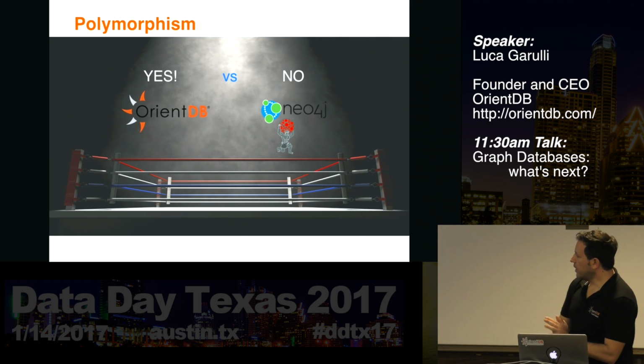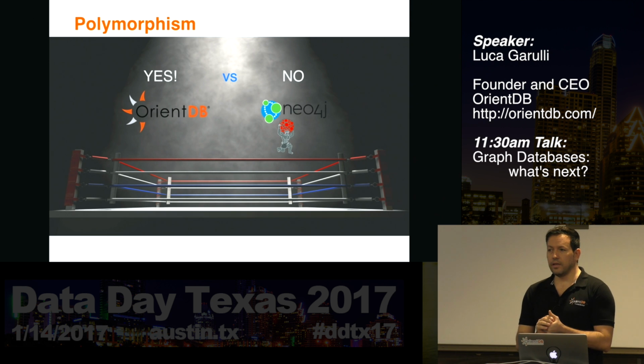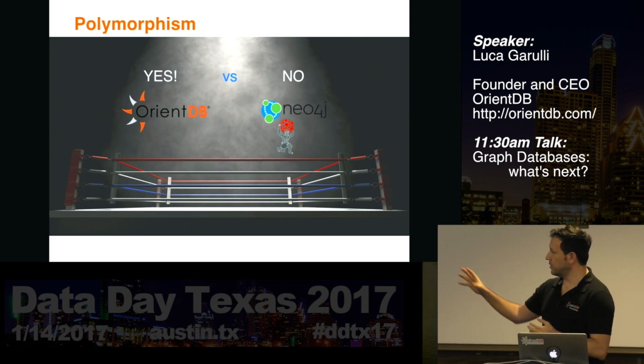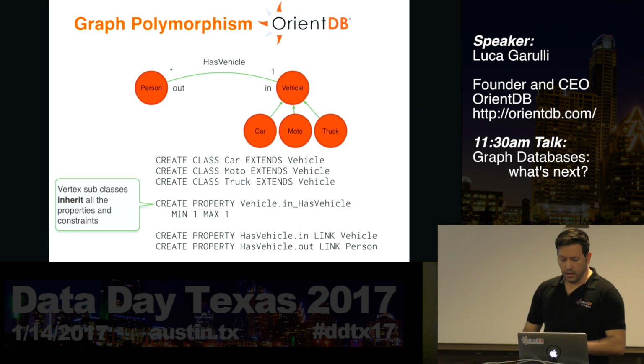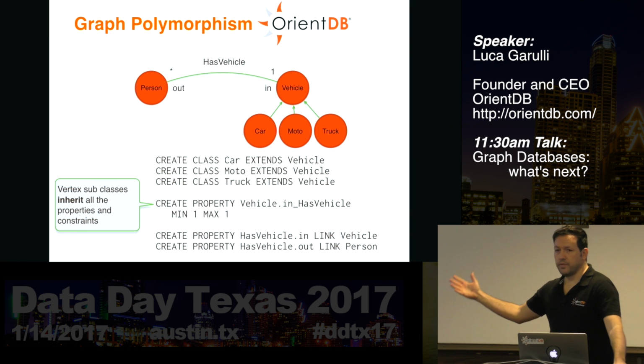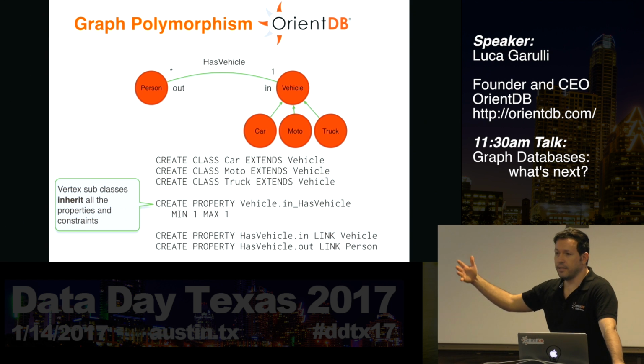Polymorphism. Actually, no other graph databases besides OrientDB support polymorphism. This concept was taken from the object database paradigm, right? We think it is very cool because you can extend the vertices and edges by defining your own classes. For example, I can extend the vehicle with car, motor, truck, and all the subclasses still inherit all the properties from the base class, right? The properties and the constraints in the same way.